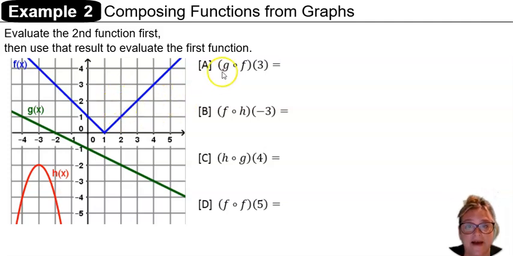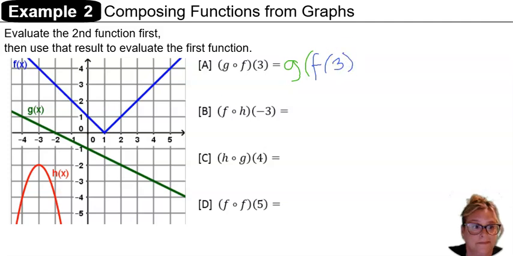So we're going to start by evaluating g composed with f of 3. So that's going to be g of, and then the function f of 3. So we start inside evaluating the function f of 3. So we want to find the y value when the x value is 3. So here's our x of 3. We come up until we find the graph of the function f, and we slide across and we find the output there. The input is 3, the output, the y value, is 2.